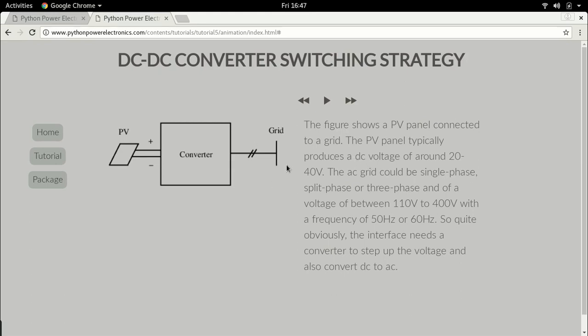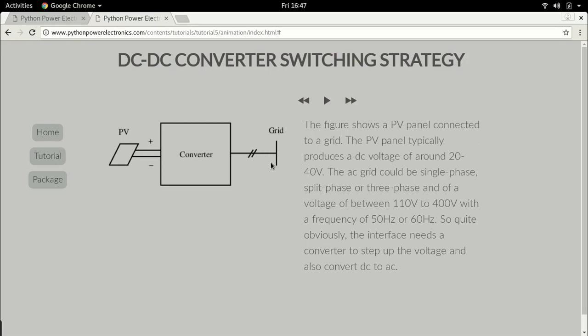Now, the grid here can be very, very different. For example, this grid could be a single phase grid, it could be a split phase grid, or it could be a three phase grid. Also depends upon the region or the country. In North America, a single phase grid would be 110 volts or 120 volts, whereas in Europe, a split single phase system could be 240 volts.